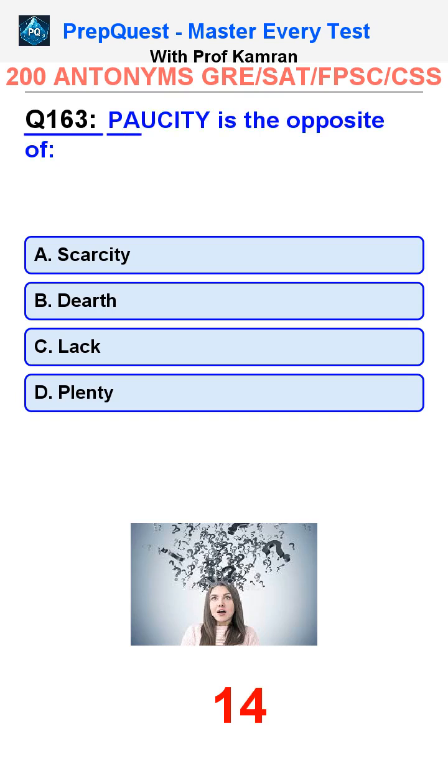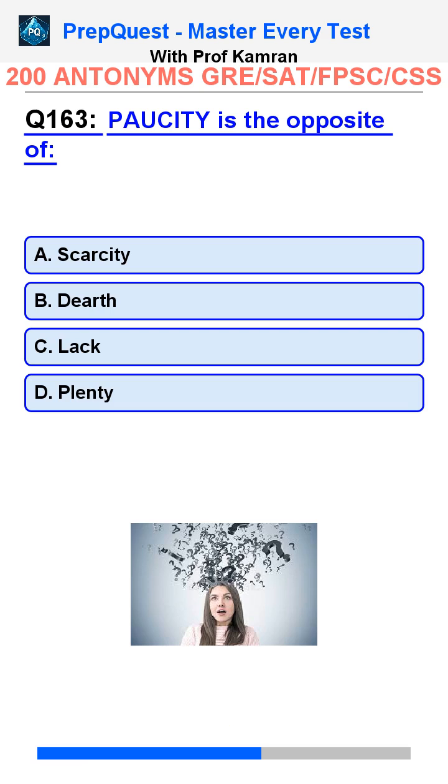Question 163. Paucity is the opposite of. Option A. Scarcity. Option B. Dearth. Option C. Lack. Option D. Plenty.